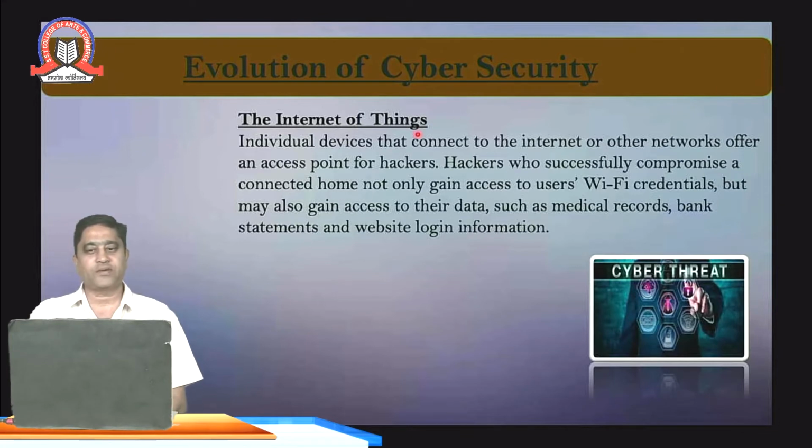Coming to the evolution of cyber security, the Internet of Things: an individual device that connects to the internet or other networks offers an access point for hackers. So hackers would be taking information from the buyer and the seller, or from the receiver to the sender. Hackers who successfully compromise a connected home may gain access not only to the user's Wi-Fi credentials but also to data such as medical records, bank statements or website login information. Those who are unethical hackers go into the system, crack that system and steal the data.